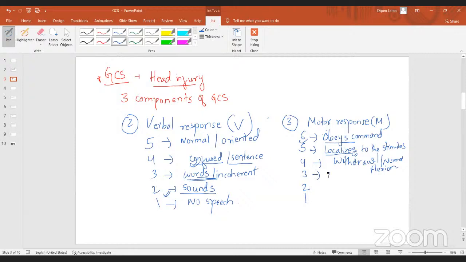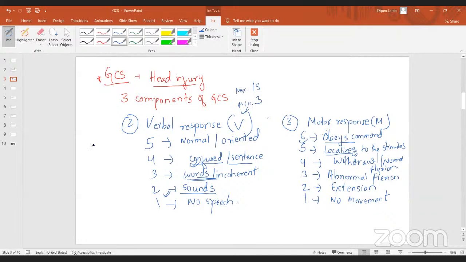For M3, that is abnormal flexion. There should be abnormal flexion. And for score M2, there should be extension. And for 1, that is no motor response, no movement at all. So no movement is 1. So we have the GCS maximum is 15, minimum is 3.